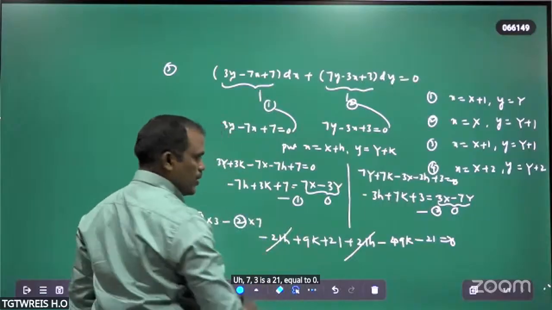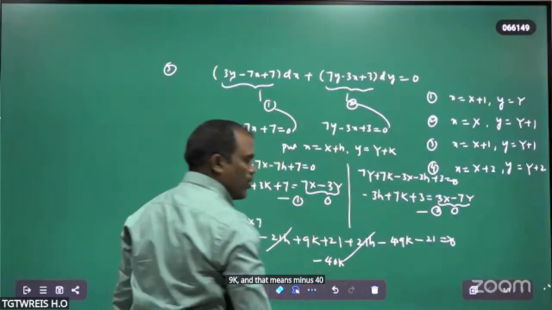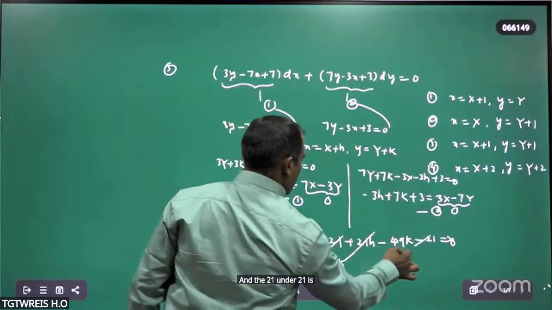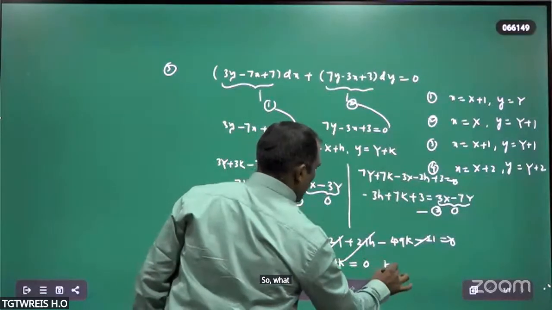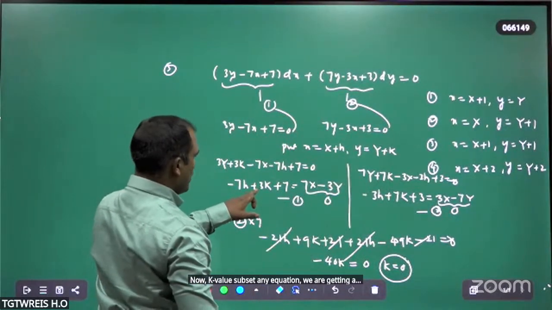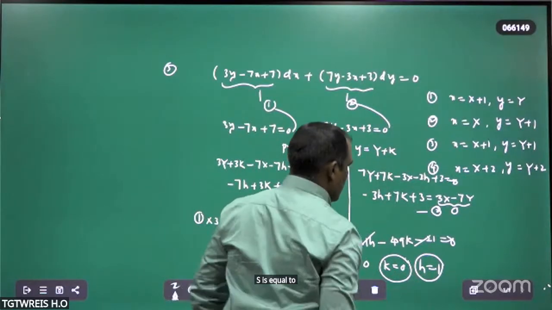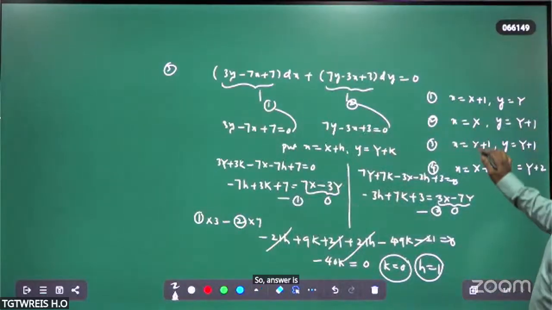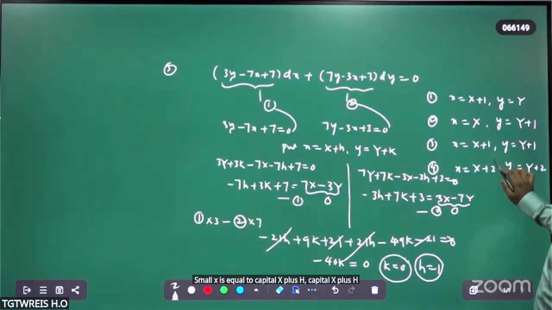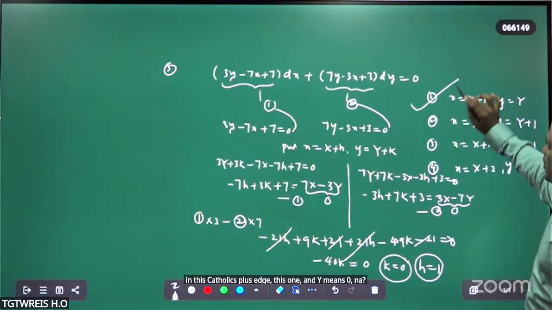Now 21h is cancelled. 9k and minus 49k means minus 40k now. Minus 40k, and 21 and 21 are cancelled. So what will you get? 0. Then k equals how much? 0. Now substitute the k value in any equation. We are getting the h value. h is equal to, with k value 0, h is equal to 1. Now the answer: small x is equal to capital X plus h, capital X plus 1, and y is capital Y plus 0. So the first option is correct.